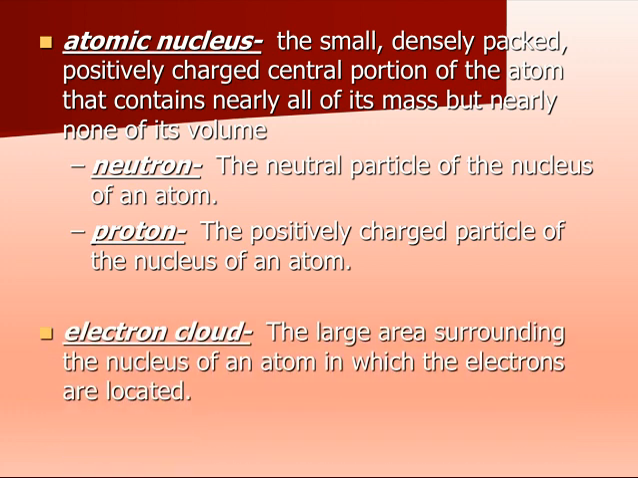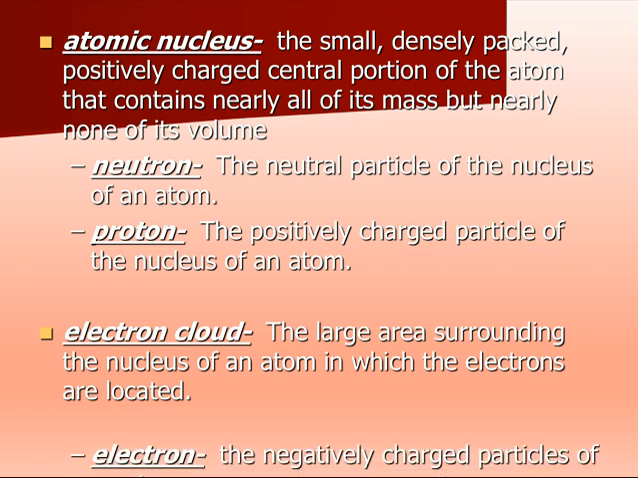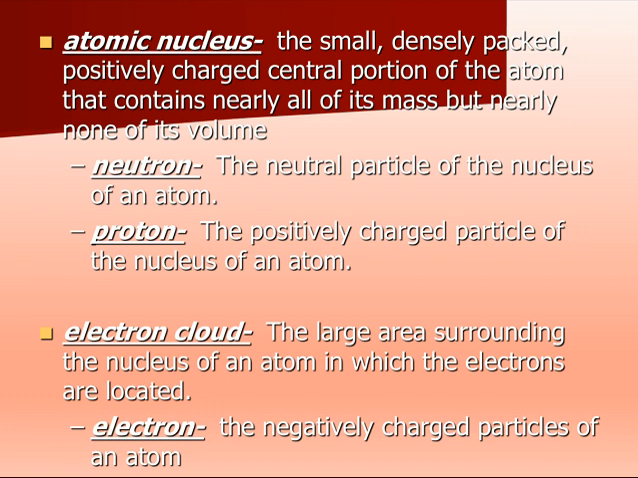Electron cloud. This is a region. Your book uses the term region around the nucleus. That is an area in which you may find electrons, and we'll talk about that idea of you may find electrons a little bit later on down the road. But for now, you need to know this is where the electrons will be found, and it is the negatively charged portion of the atom, and actually is most of the volume of the atom. And then the electron itself is a negatively charged particle in the atom. Not in the nucleus.